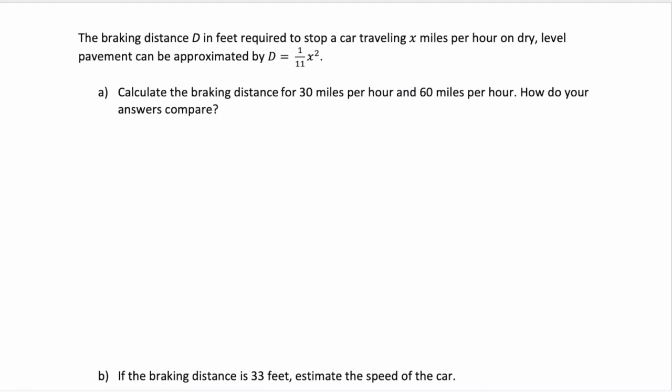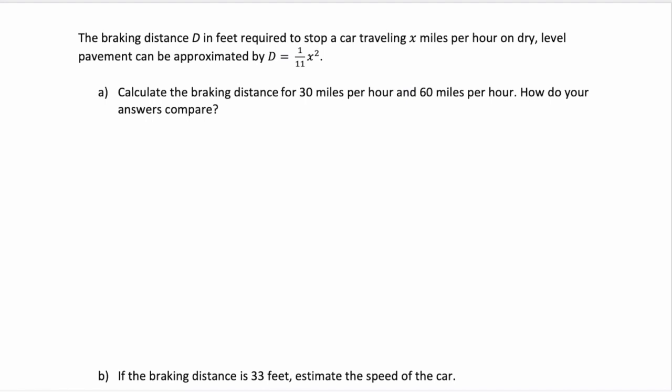I was recently asked by one of your classmates how to solve this braking distance problem. So the braking distance D in feet required to stop a car traveling X miles per hour on dry level pavement can be approximated by the equation D equals 1 divided by 11 times X squared.